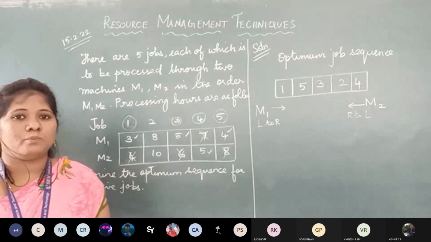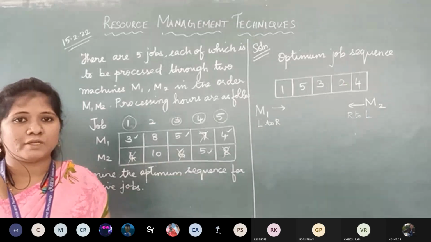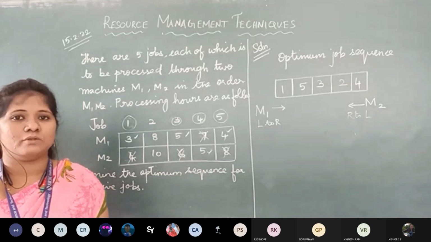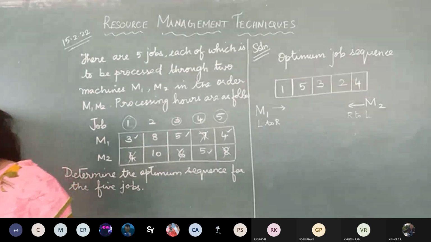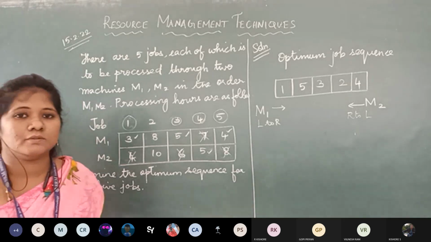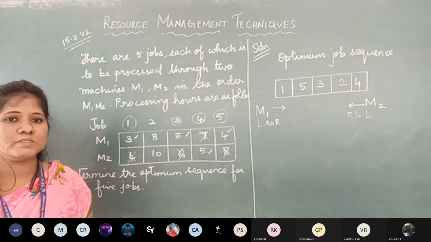Sequencing of the problem is very important. With the sequence only, we will then find out your total elapsed time, idle time, and then find out. Write it down. If you've got doubts, you ask me so that you will know how to sequence.